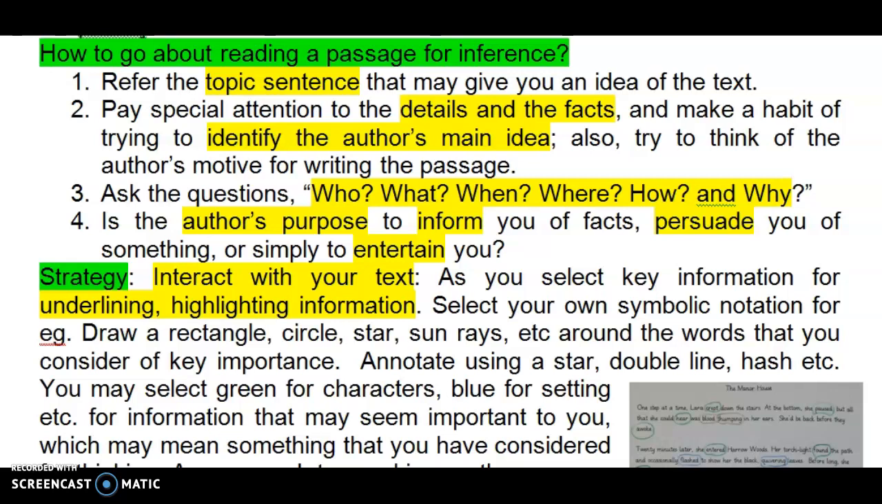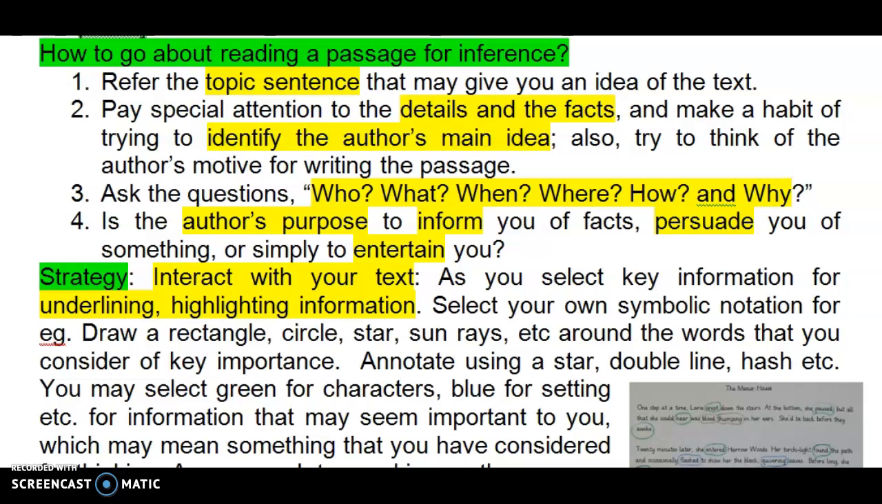Pay special attention to the details and the facts and make a habit of trying to identify the author's main idea. Also try to think of the author's motive for writing the passage. Ask yourself questions: who, what, when, why, where, and how. These 6 WHs will definitely help you reach the inference. Then, is the author's purpose to inform, to persuade, or simply to entertain you? Look for the author's purpose.